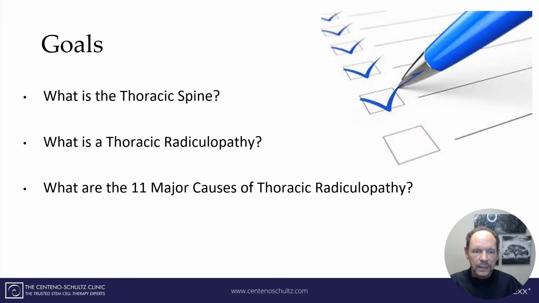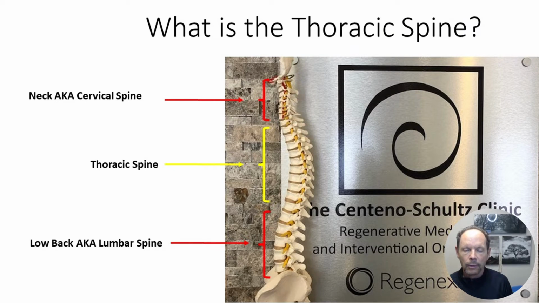The goals of this presentation are to identify what in the world the thoracic spine is, what is a thoracic radiculopathy, and what are the 11 major causes of a thoracic radiculopathy. So the thoracic spine, as we've reviewed before, is that section of the spine that's below the neck and above the low back. It's sometimes referred to as the mid-back, and it's depicted here. It's this section of the spine.